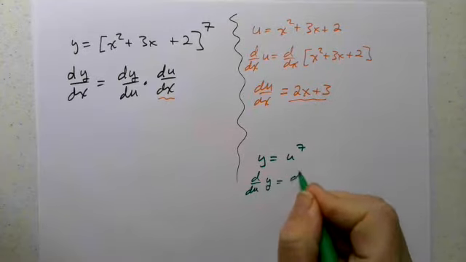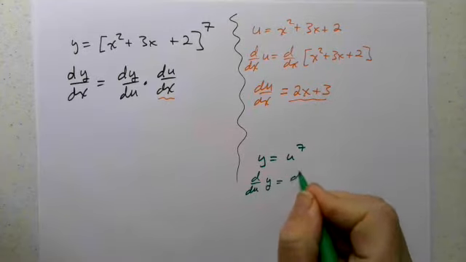Let's take a look at y equals 1 over the square root of x squared plus 6. How am I going to do that? Well, I think I'd like to rewrite this. So I'll rewrite it as y equals 1 over x squared plus 6 to the 1/2 power. So again, rewriting it one more time, y equals x squared plus 6 to the negative 1/2 power.